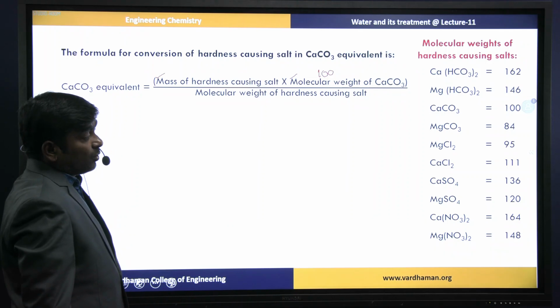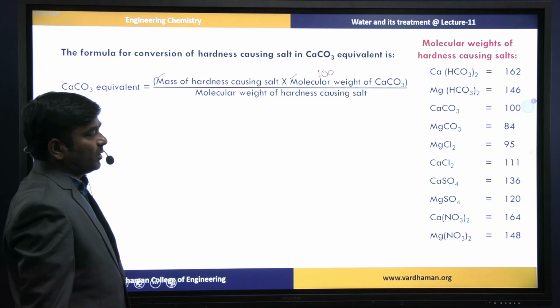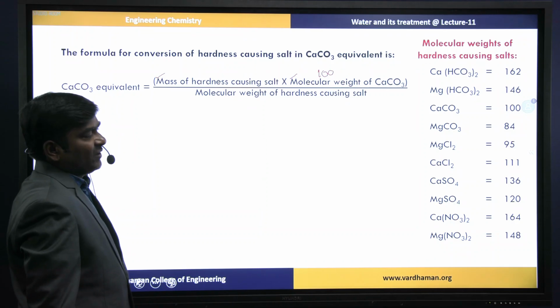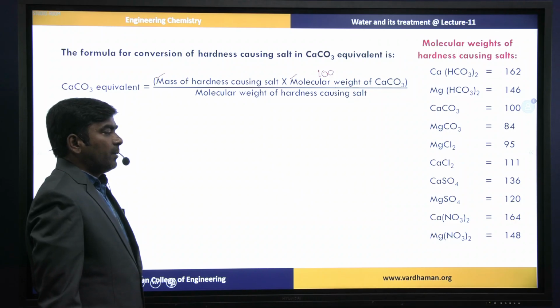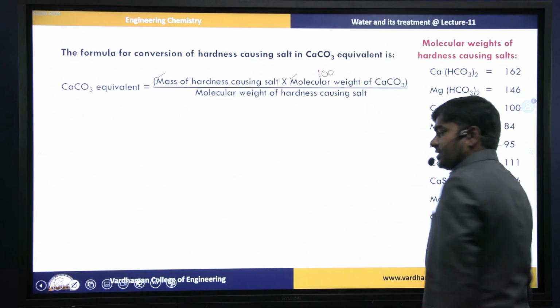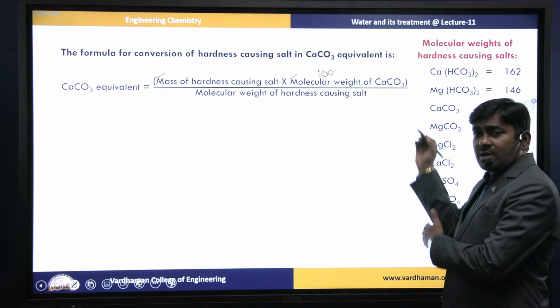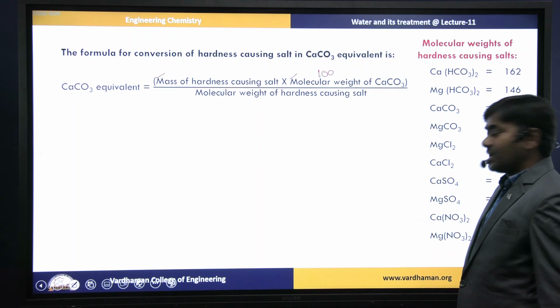For magnesium chloride 95, calcium chloride 111, calcium sulfate 136, magnesium sulfate 120, calcium nitrate 164, magnesium nitrate 148. So here let us discuss which comes under temporary hardness causing salts and which comes under permanent hardness causing salts.